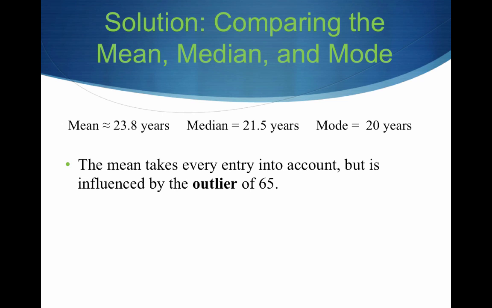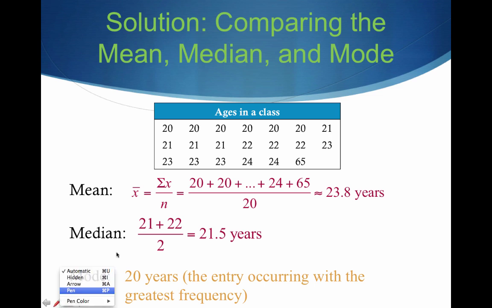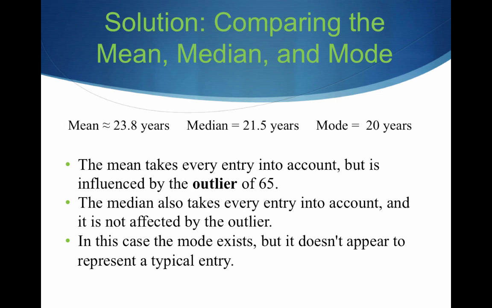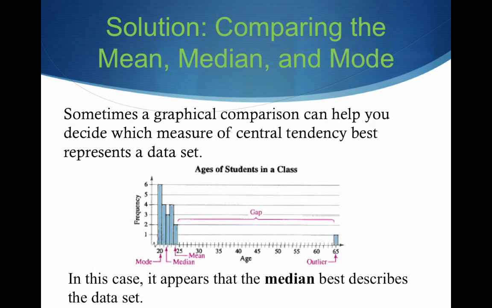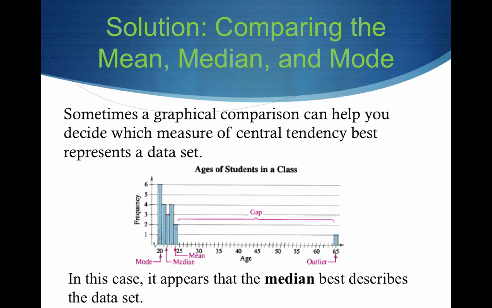Well, the mean takes every entry into account, but it's influenced by this outlier of 65. Notice all of our students are in their 20s, but we have this one 65-year-old, which is pulling the mean up higher. The median also takes every entry into account and is not affected by the outlier. In this case, the mode exists, but it doesn't appear to represent a typical entry. So for this example, our median is going to best describe our data set.